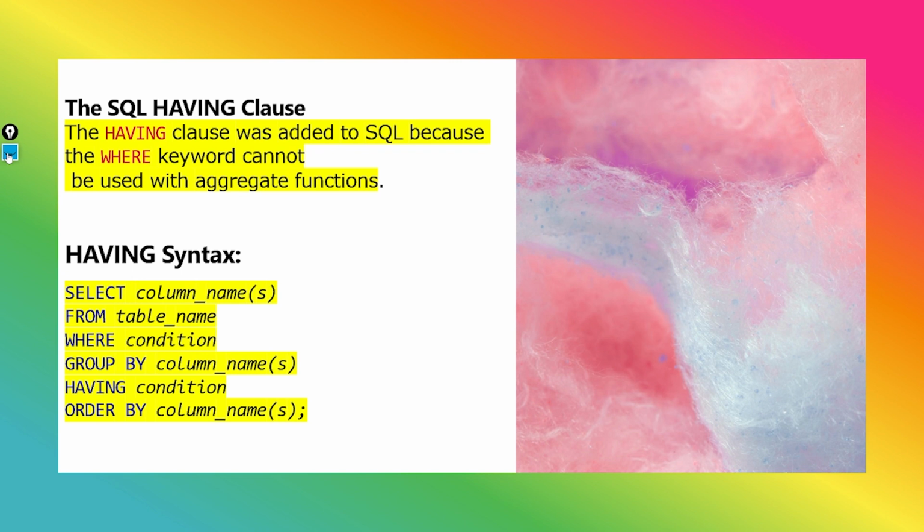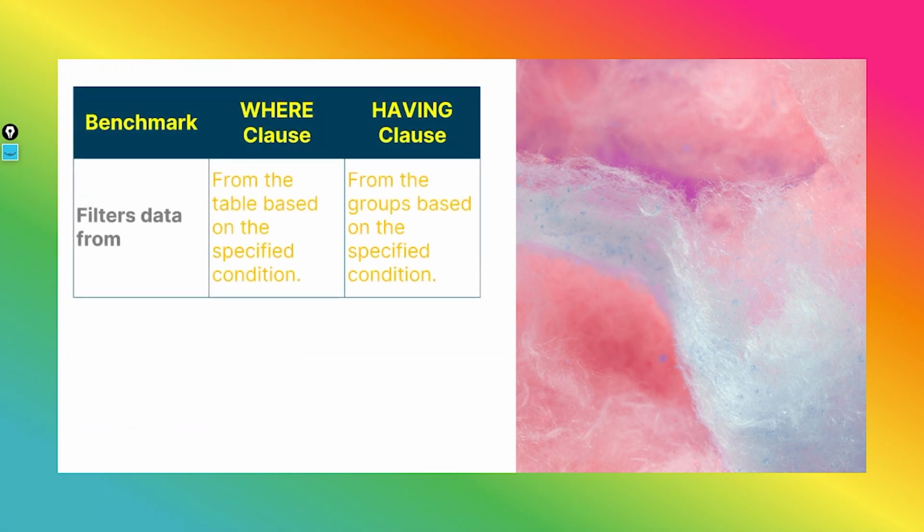Now, why don't we use the WHERE statement? So let's learn the difference between the WHERE clause and the HAVING clause. Both of them are used to filter data, but the WHERE clause filters data from the table based on a specific condition, but the HAVING clause filters data from the group based on a specific condition. Now what does this mean? We will learn about this after we apply some queries.